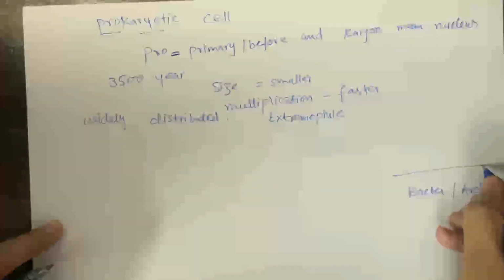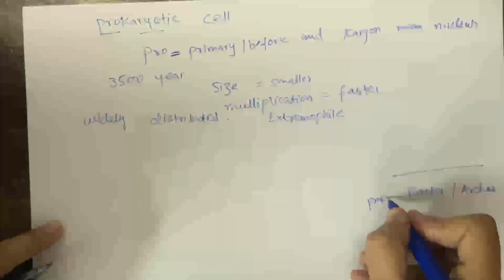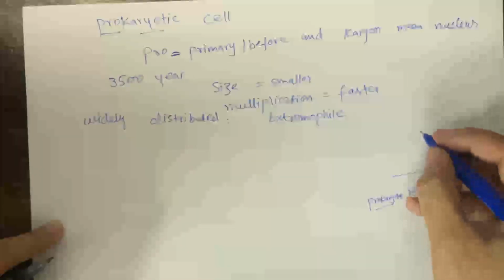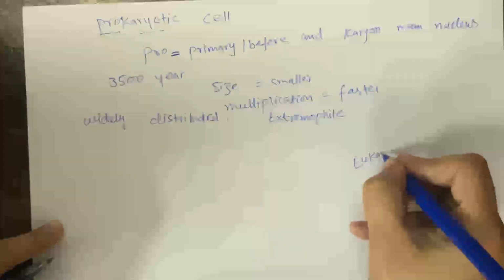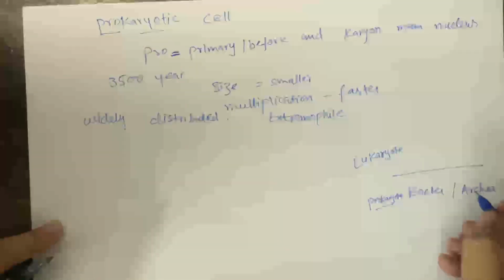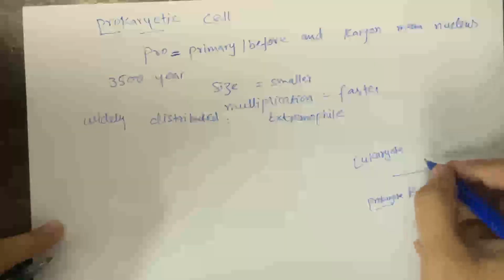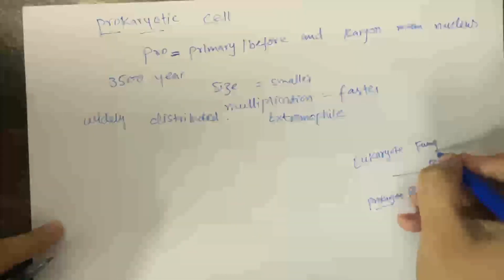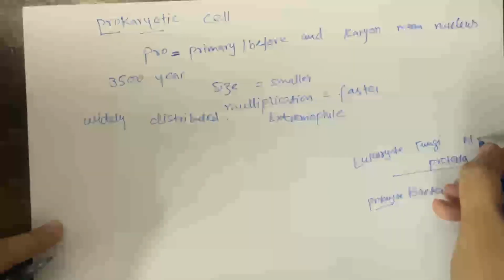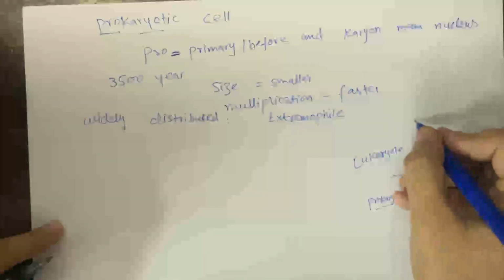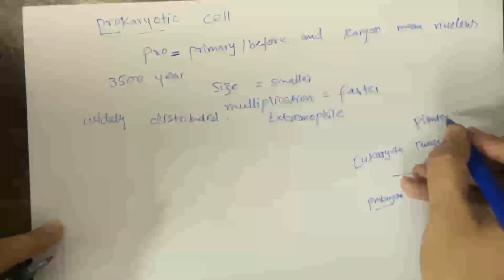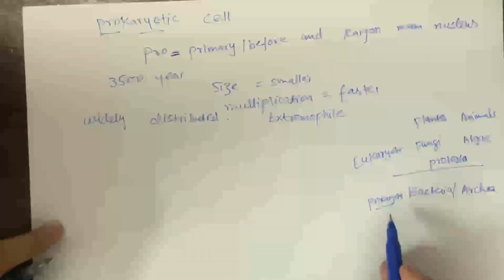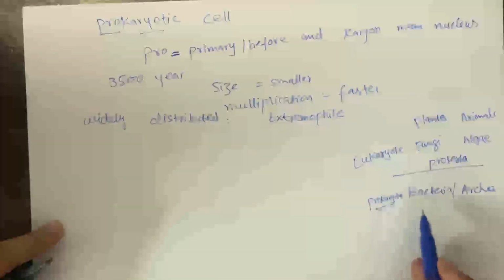When we go towards the development of cells, prokaryotes are much more primitive cells, from which we go towards advanced cells, the eukaryotic cells. The prokaryotes include bacteria and archaea. When we go towards the advancement, it will include protista along with fungi, algae, plants, and animalia, animals. So eukaryotic cells include most of the microorganisms.